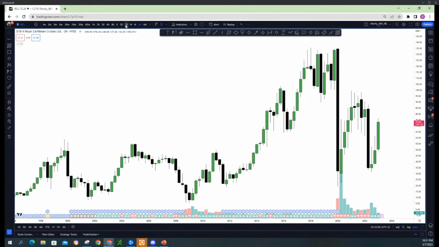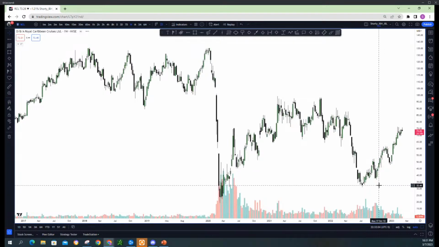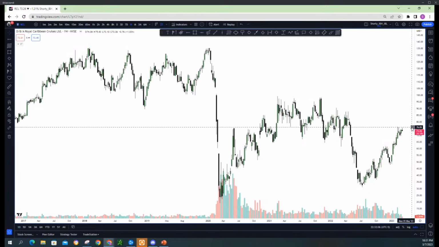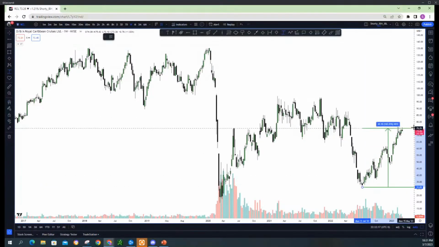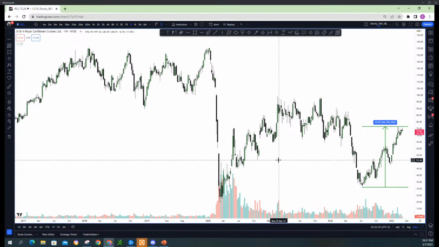Look at the recovery there. From 31 to 76. Holy shit. From July to here is 100 and something percent. 150%.